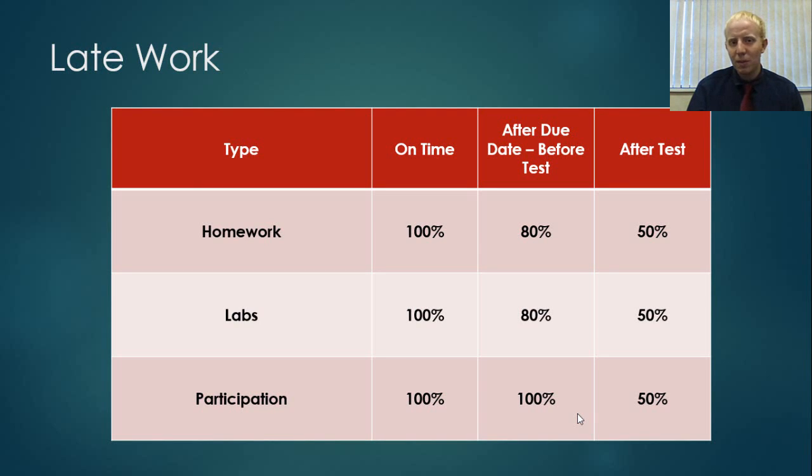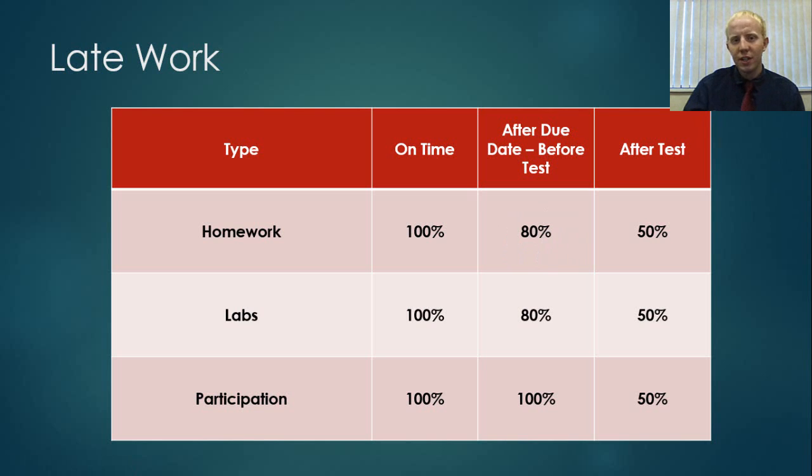Another policy that comes up a lot is late work. Students obviously have things come up and need to turn things in late. This table shows what the breakdown is. If you're on time for any of the assignments, it's 100%. But if it's after the due date and before the test, then it'll be 80% of what it would count for. I'll take your final score, take 80% of that, and that will be your grade for that assignment. That's for homeworks and labs.